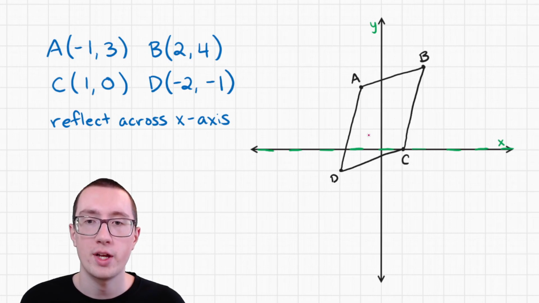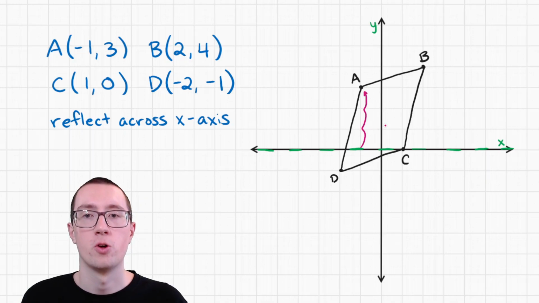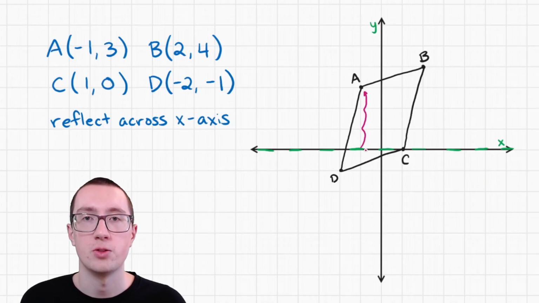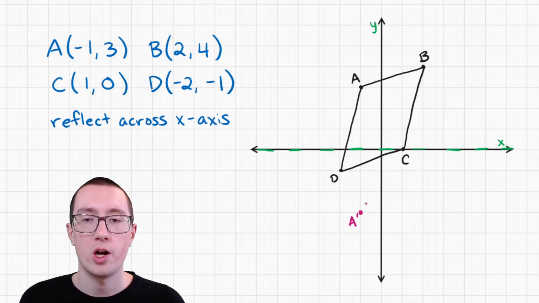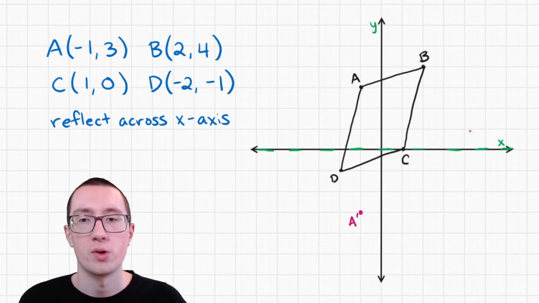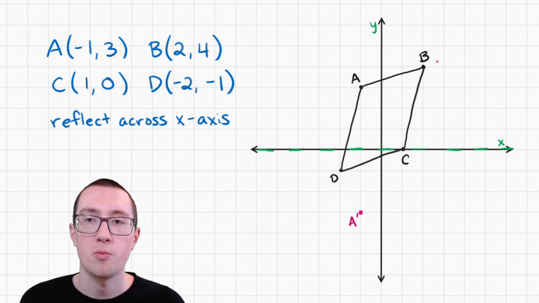So right now, point A is 3 squares above the x-axis. So to reflect it, we need to now have it 3 squares below the x-axis. So this is going to be our new point A, and we're going to call this A prime. Now notice how point A prime is not anywhere different on the left and right scale compared to point A. So when we're reflecting across the x-axis, then its x is actually not going to change, only its y is going to change. Let's look at point B.